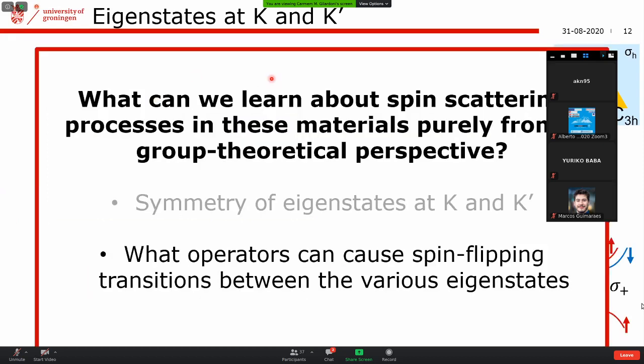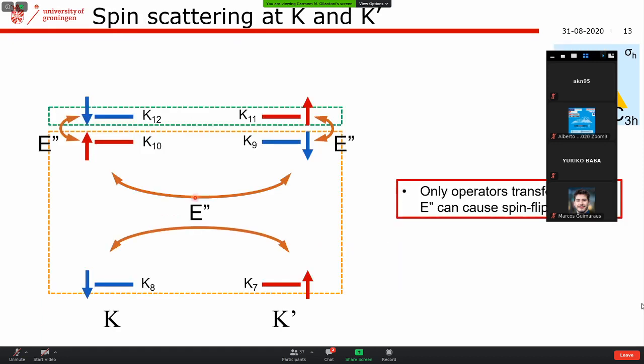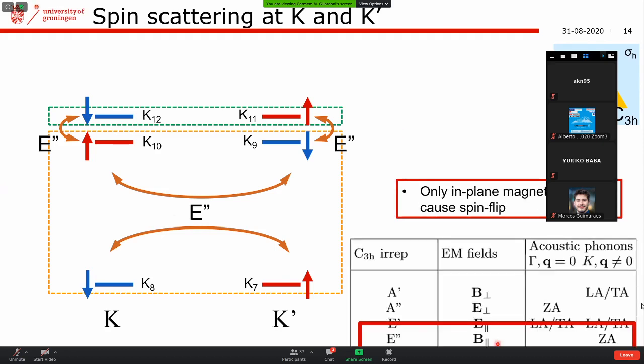So now that we have these symmetries, what can we learn about the spin flipping transitions, right? If we just look at a product table for the C3h point group, we can figure out that only operators that transform as E double prime can actually cause spins to flip in these materials. Now we can also go and check what type of operators those are, and that is actually a magnetic field in the plane of the monolayer. So only magnetic fields in this plane are actually able to flip the spin.